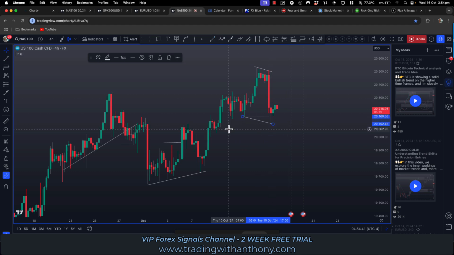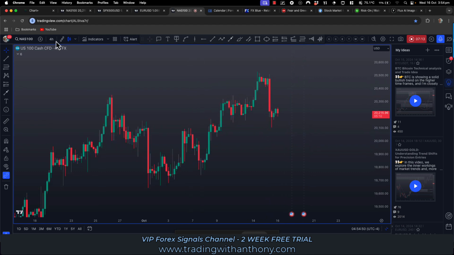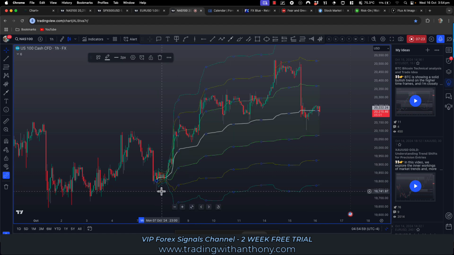So you want to be a little bit careful. How to get involved with this? I'm always going to go down to the lower time frame, so let's just do that. We'll go down to an hourly, have a look at it from this perspective, grab the anchored VWAP, and throw it at the base of this swing low.